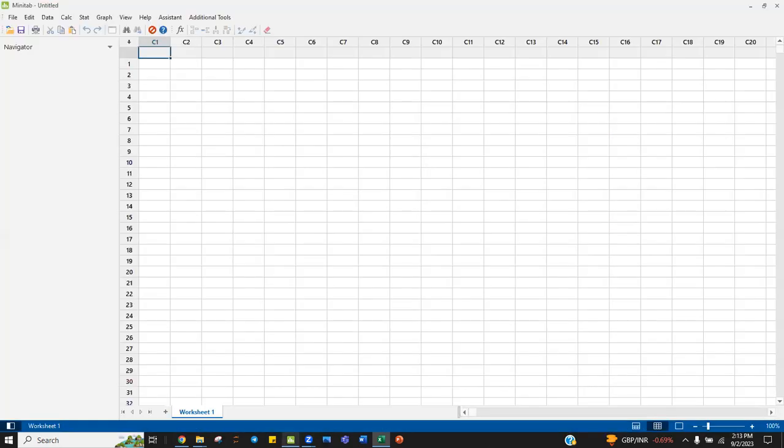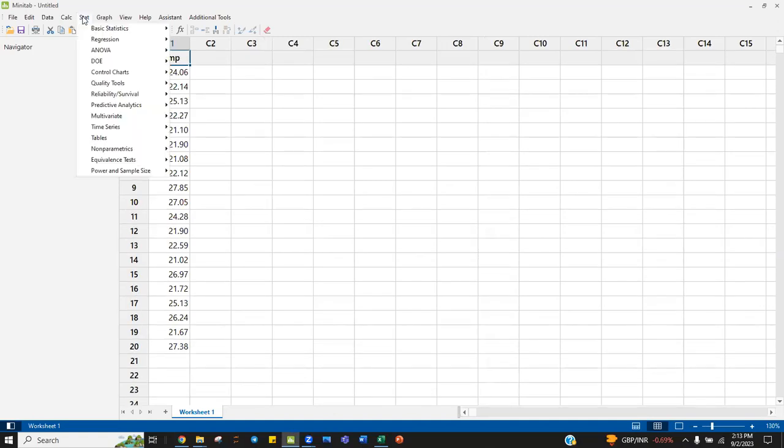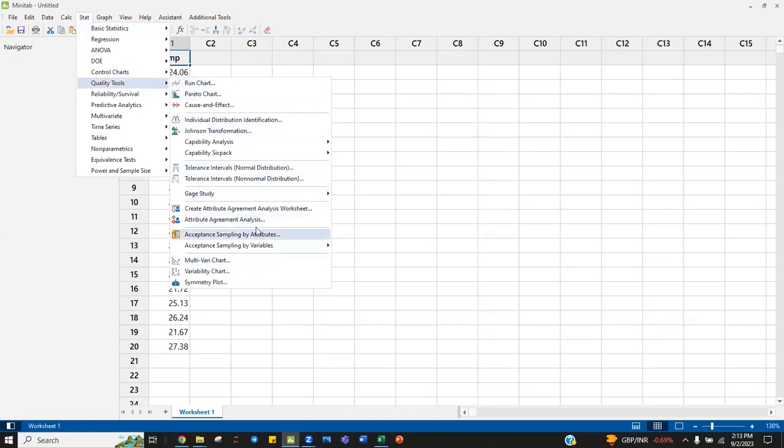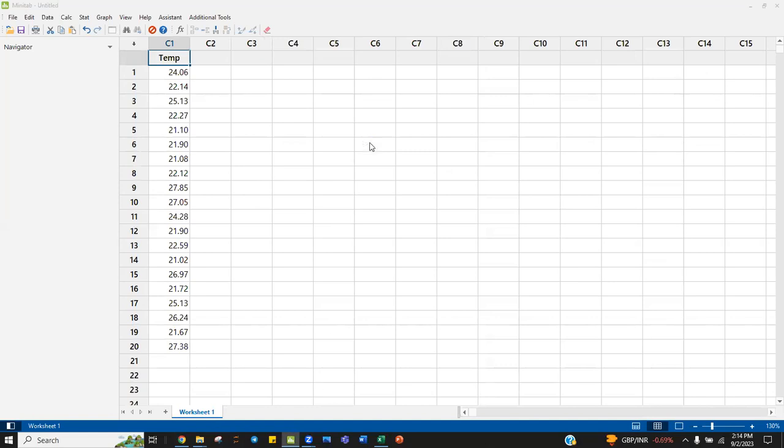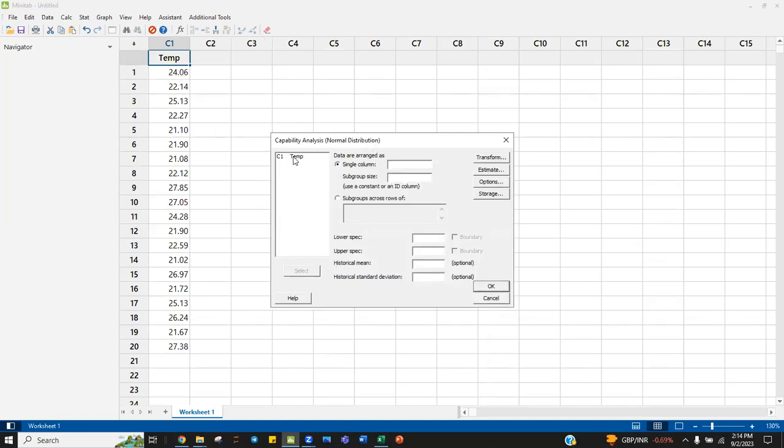Let's see how. I copied this data and am pasting it in Minitab. I know my specification, so we go to Stat, Quality Tools, Capability Analysis, and select Normal. Single column data is your temperature. Subgroup size we have taken in Excel as 2, but Minitab works on n-1. So instead of 2, in Minitab I will put 1. In case you are calculating the range for 5 subgroups in Minitab, in Excel it will be 6. So Minitab always works on Excel minus 1. Lower specification limit 20, upper specification limit 30.